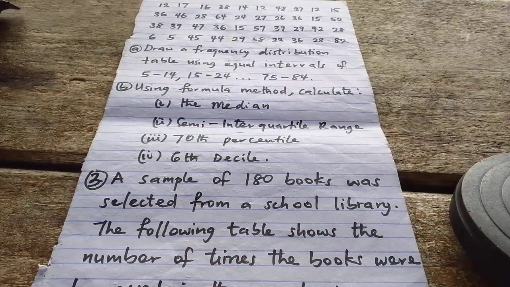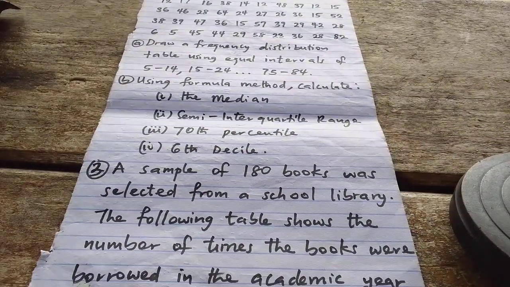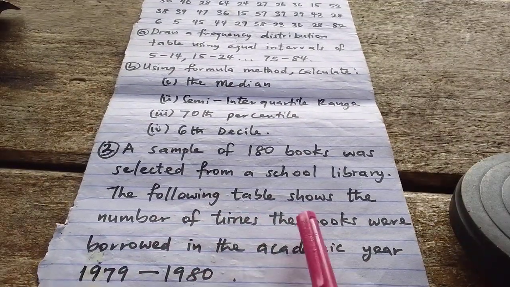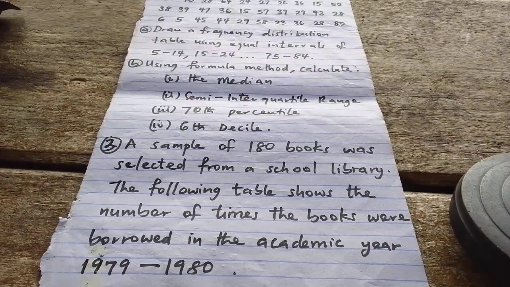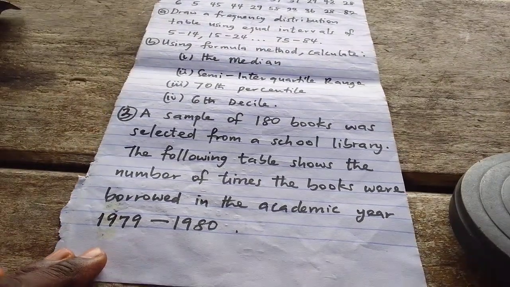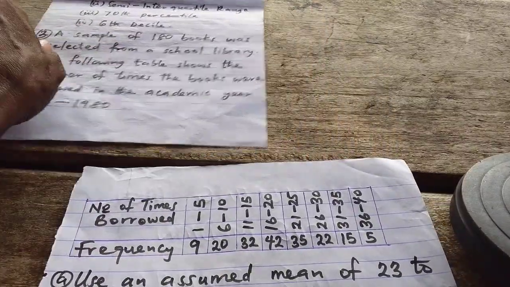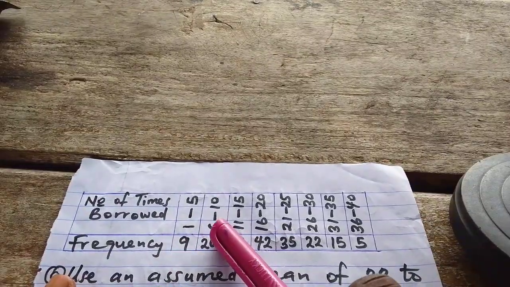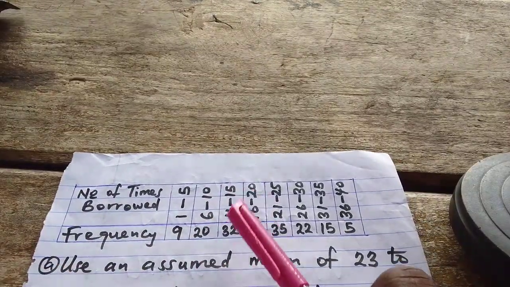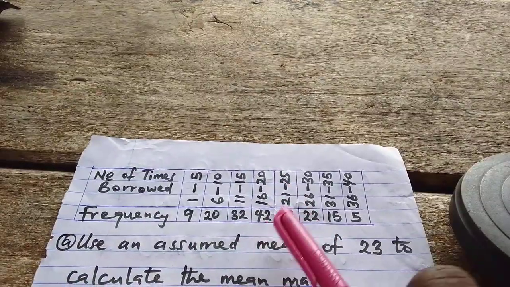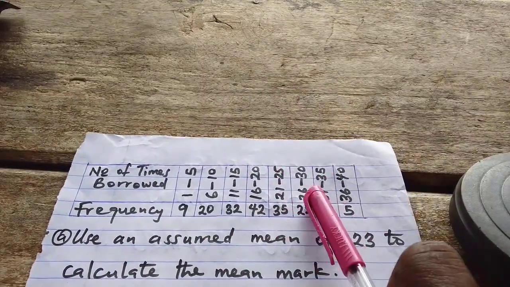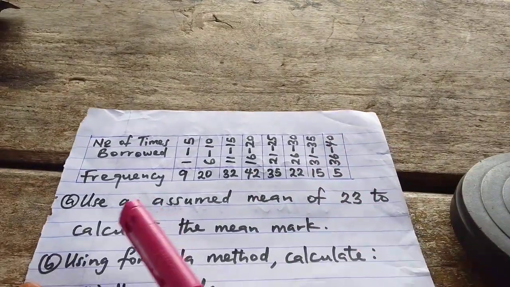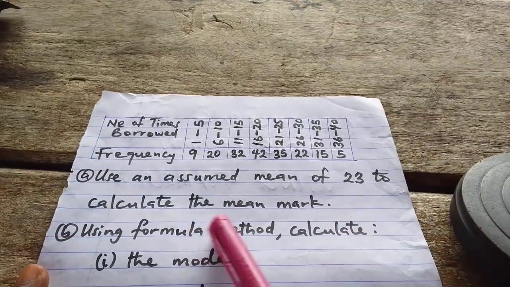Then number 3, a sample of 180 books was selected from a school library. The following table shows the number of times the books were borrowed from the academic year 1979 to 1980. So look at this. The number of times we have 1 to 5 times, 9; 6 to 10, 20; 11 to 15, 32; 16 to 20, 42; 21 to 25, 35; 26 to 30, 22; 31 to 35, 15; 36 to 45. Use an assumed mean of 23 to calculate the mean.